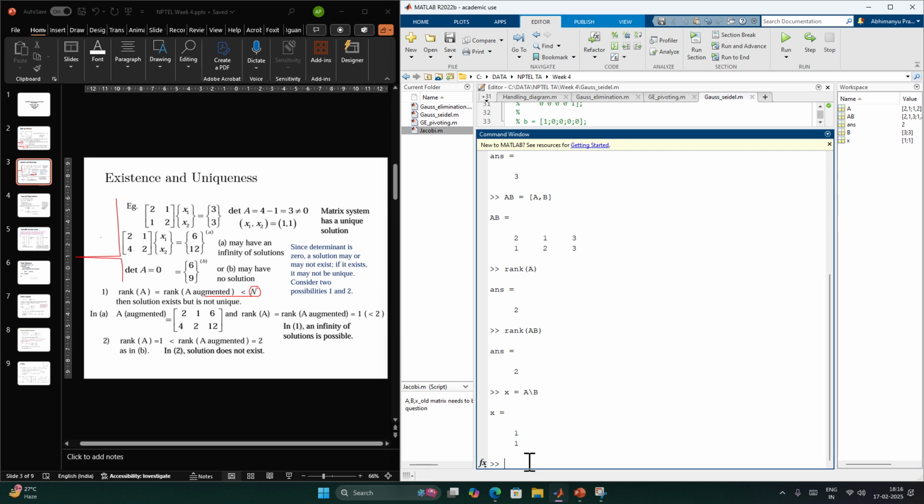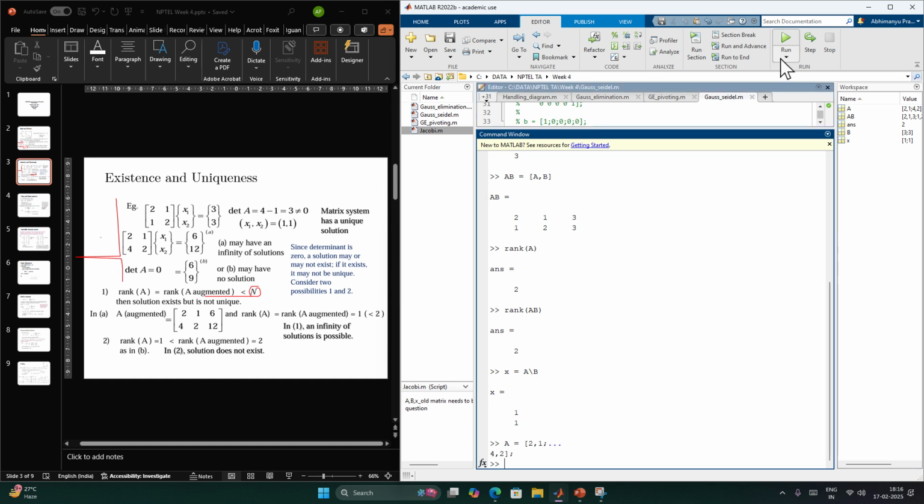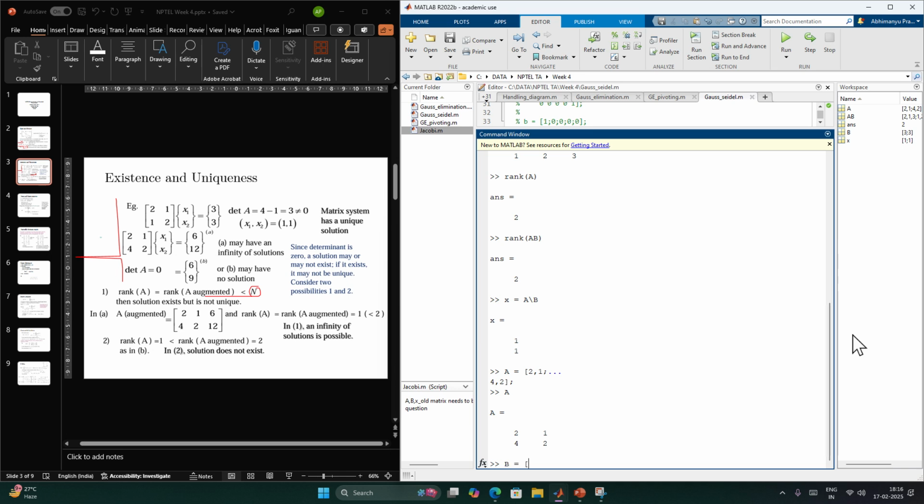Now if I change the B matrix, so I keep the A. Now if I change the A matrix also, so we will do these two examples. So if I change the A matrix to 2 comma 1 and 4 comma 2, yes. So this is my A matrix, and similarly my B matrix would be 6 comma 12.